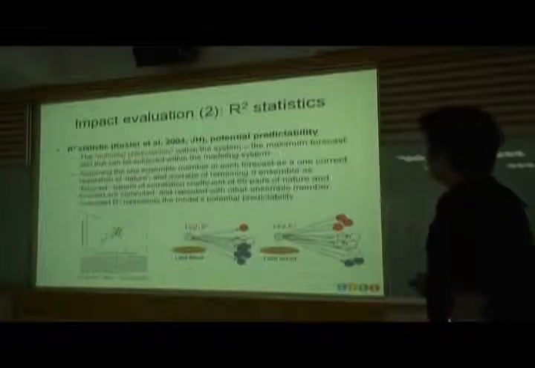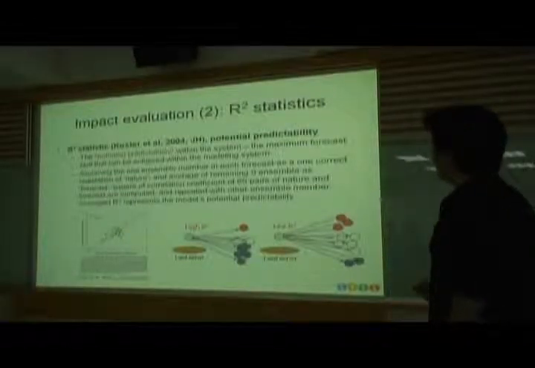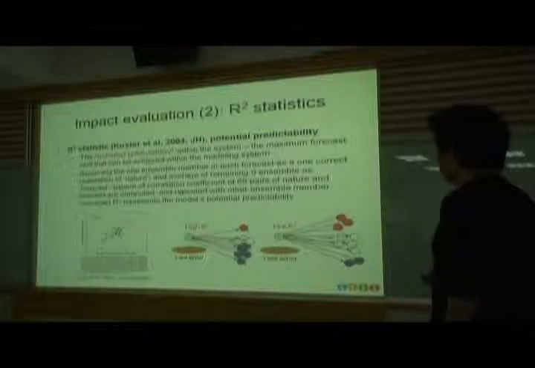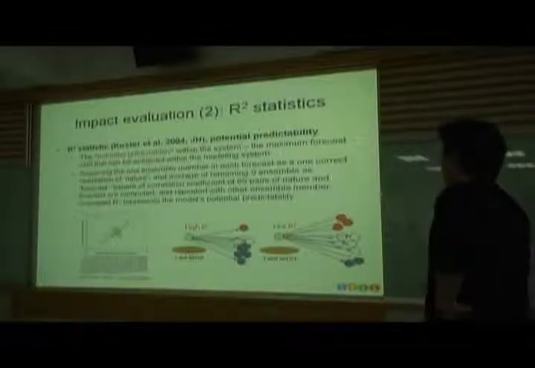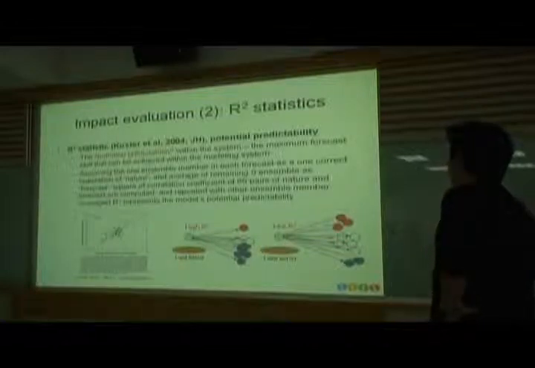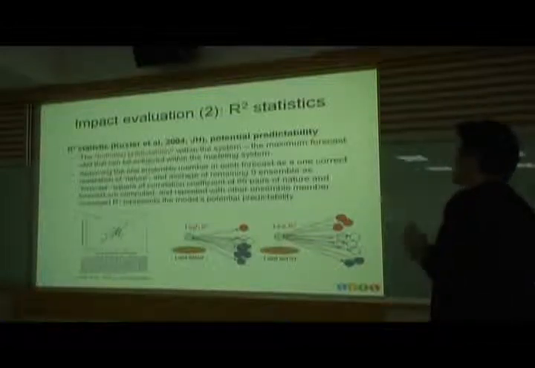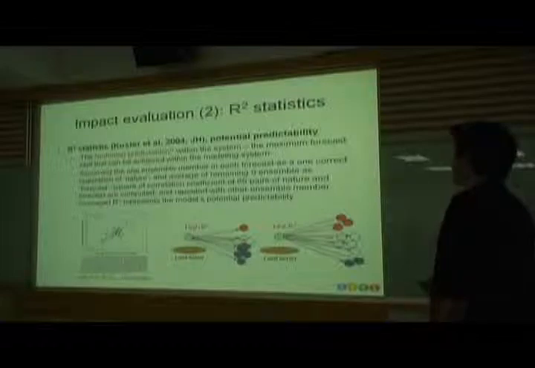So we can calculate the square of the correlation coefficient, and I repeated this process with all ensemble members and took the average. Then the average R square represents the model's potential predictability. The higher potential predictability means the higher consistency between the ensemble members.